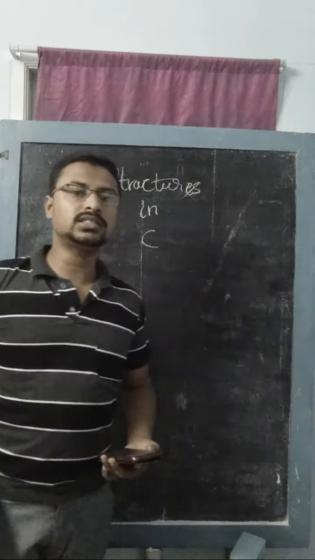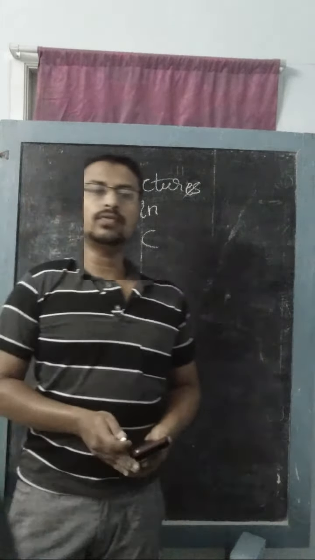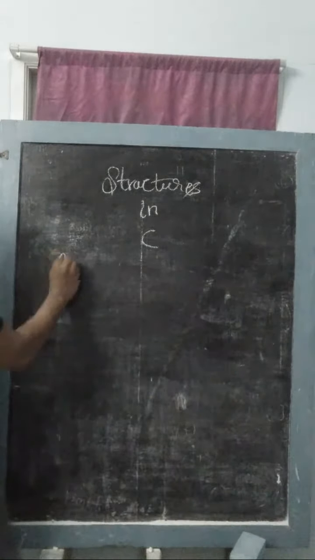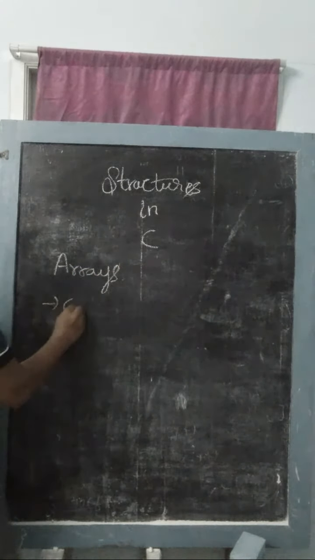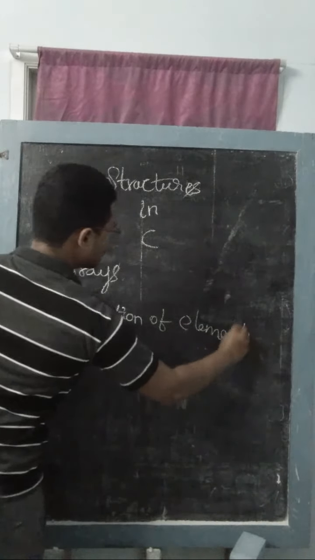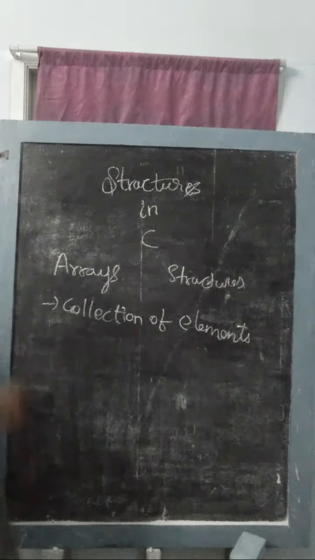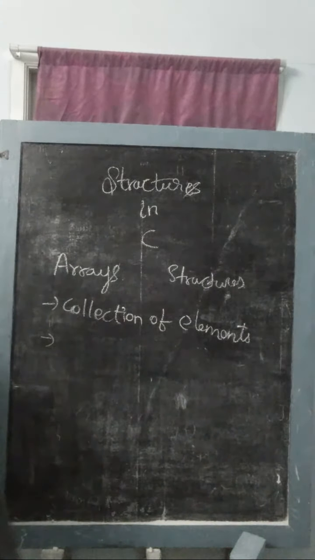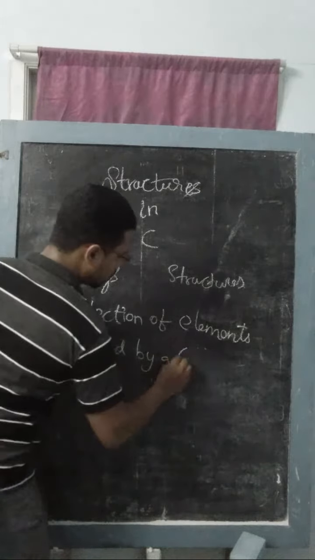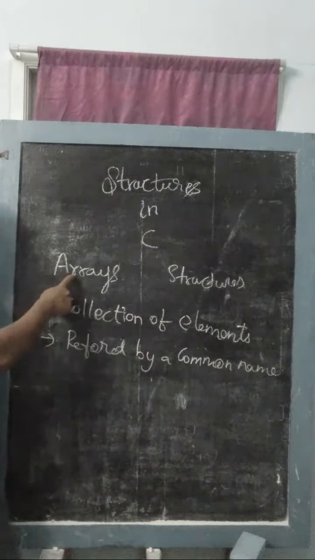Structure is just like a collection of elements, just like arrays. But a small difference: an array is a collection of elements which are all the same type, referred to by a common name. You know that very well. So what is an array actually? An array is a collection of elements, referred to by a common name. Structure is also a collection of elements. So both things are the same for arrays and structures.